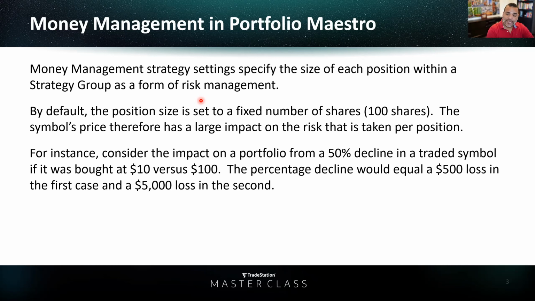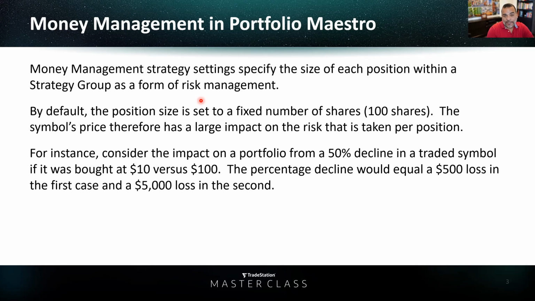And $50 times the 100 shares that you're trading, of course, is a loss of 5,000. So on one side, we have a loss of 500, and on the other, a loss of 5,000, considering it's the same percentage price drop. So you can see the difference between the two symbols. One has bigger exposure, bigger risk, because it's a higher priced symbol.